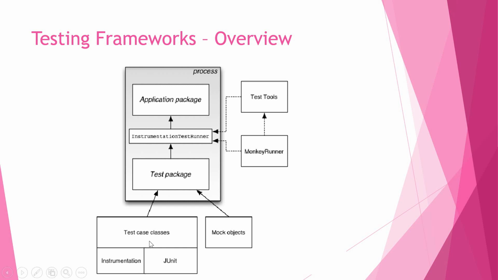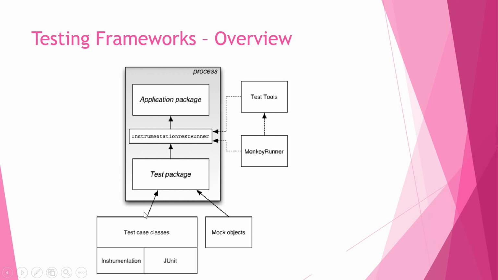So we have this one. If you can see, we have the application package, we have the instrumentation test runner, we have test packages. Then we have the test tool, we have Monkey Runner. Whatever runner you want to choose, we call it Monkey Runner. We have mock objects, we have test classes, which have the instrumentation and JUnit.